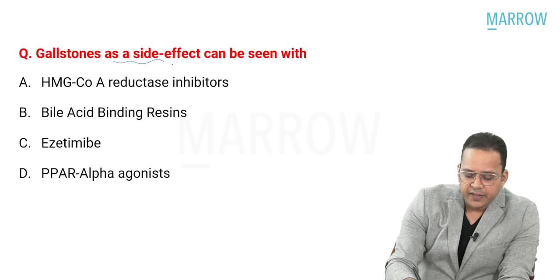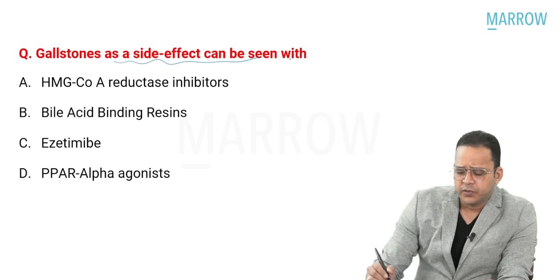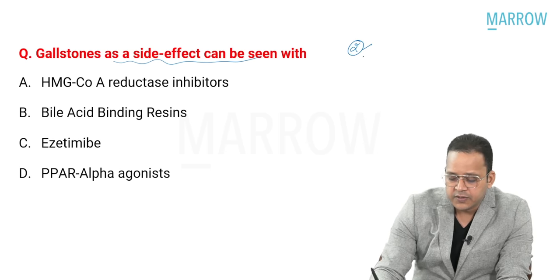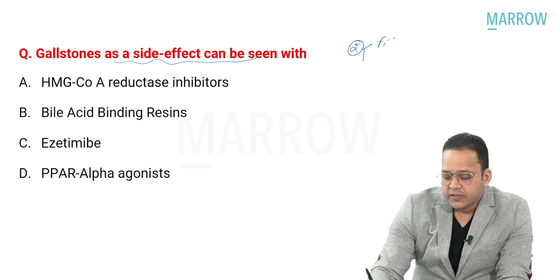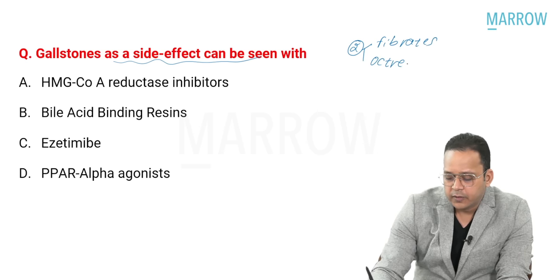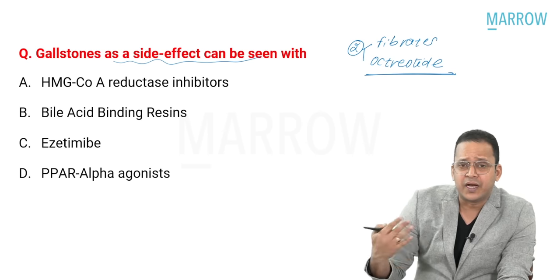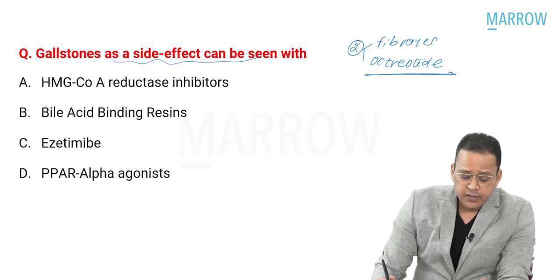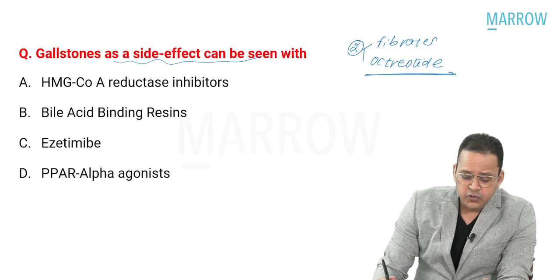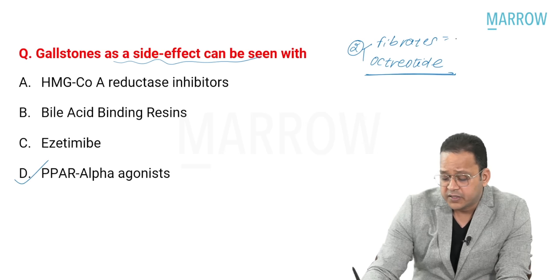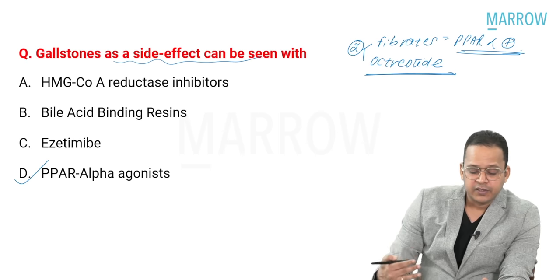Gallstones as a side effect can be caused by which drugs? See, if you remember, I told you gallstones can be caused by two classes of drugs. One is fibrates, hypolipidemic drugs. Second, octreotide. These are the two drugs which usually cause gallstones and are usually asked in MCQs in our exams. So option A, HMG CoA reductase inhibitors, no. Bile acid binding resins, no. Acetamide, no. Your answer is PPAR alpha agonist, because fibrates are PPAR alpha agonists. So the answer is option D.